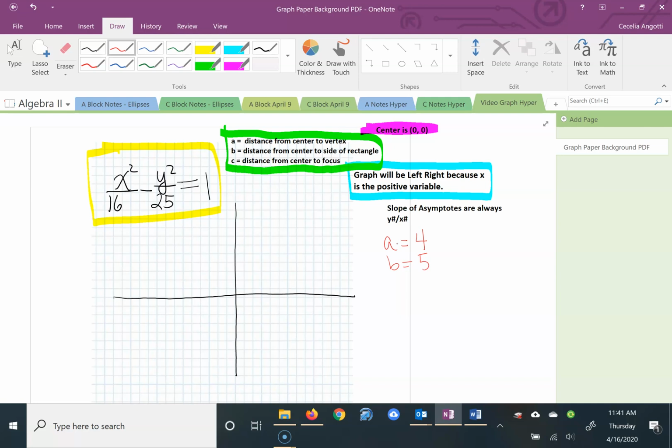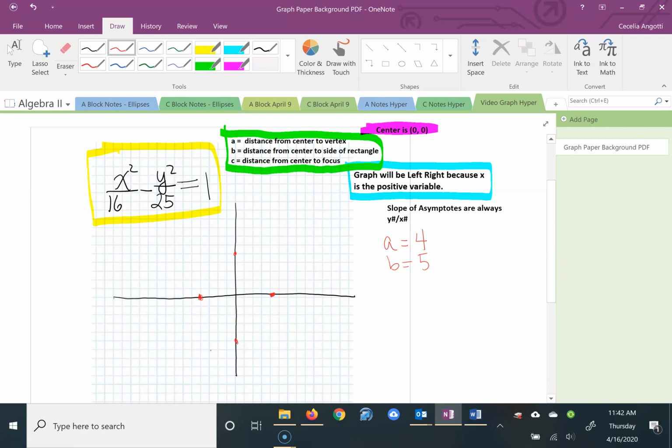Okay, so again, we're in the x direction, left to right. So I'm going to move out 1, 2, 3, 4 spaces, and 4 spaces to the left. And there's where our vertices are going to be. Now our B is 5, and so I'm going to use that information to count up 1, 2, 3, 4, 5, and count down 1, 2, 3, 4, 5.